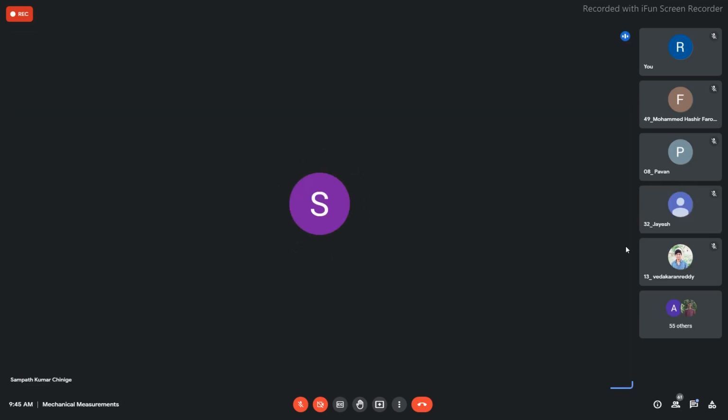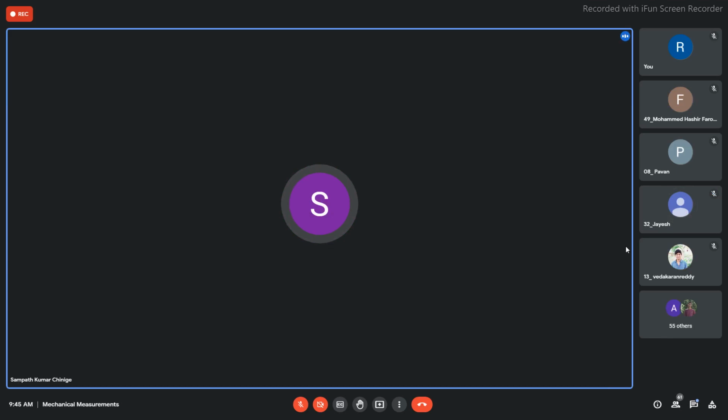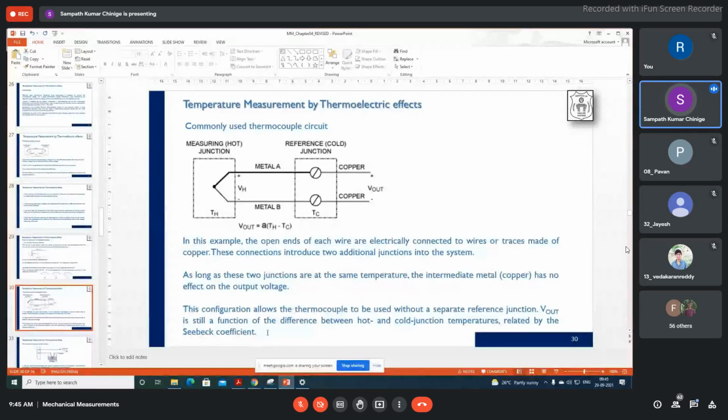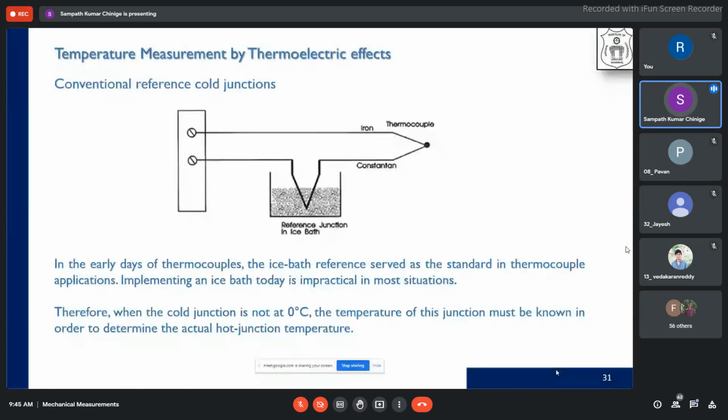So that is very important, how you do a calibration with the thermocouple. That's the same thing that I have talked about here. Next, we will move on to the next topic, which is the conventional reference cold junction. How did they initially measure the conventional cold junction? How did they used to maintain it?